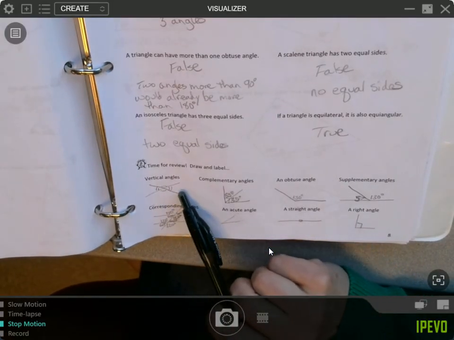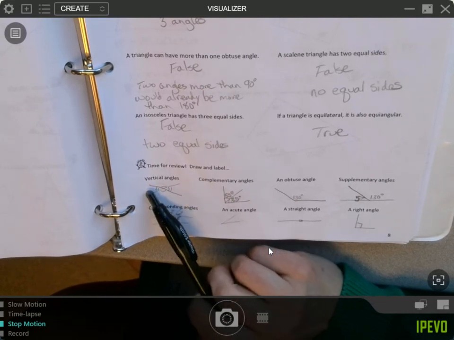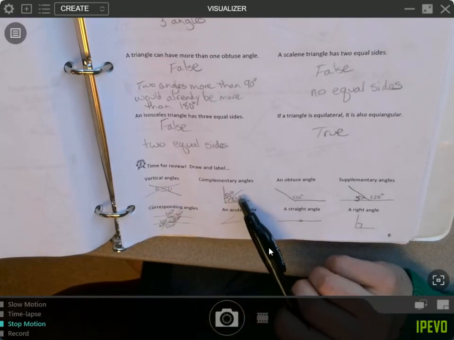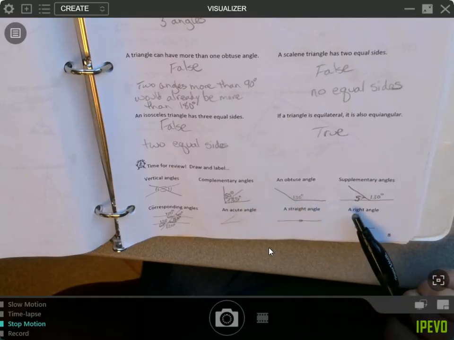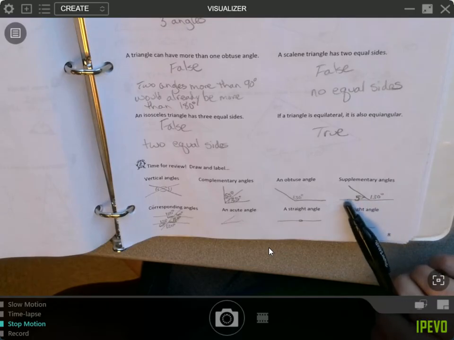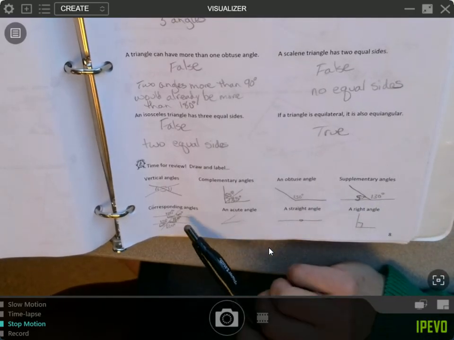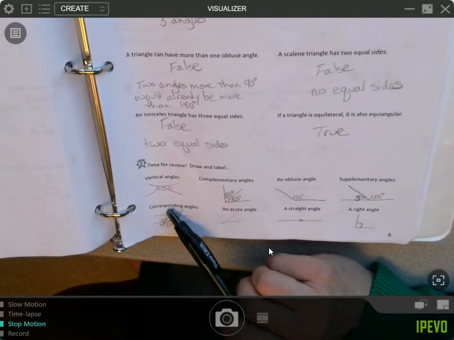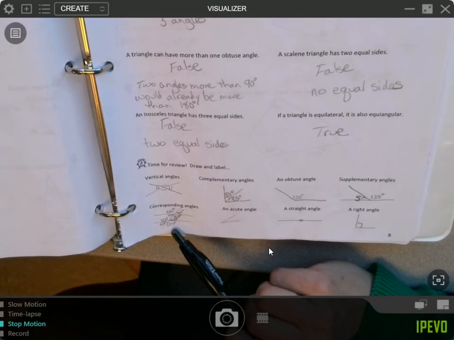You should have a picture of vertical angles, either with numbers in that are congruent or the sign showing they're congruent. Complementary angles need to equal 90 degrees. Obtuse angles are greater than 90 degrees. Supplementary angles, the two angles equal 180. Corresponding angles, the top line's vertical angle groups are identical to the bottom line's vertical angle groups.